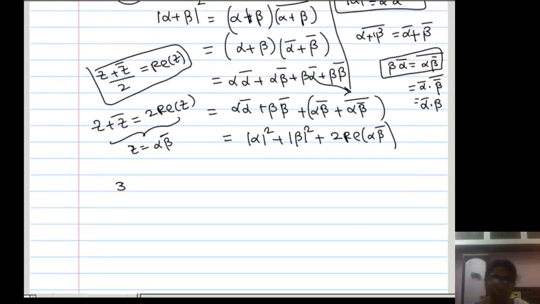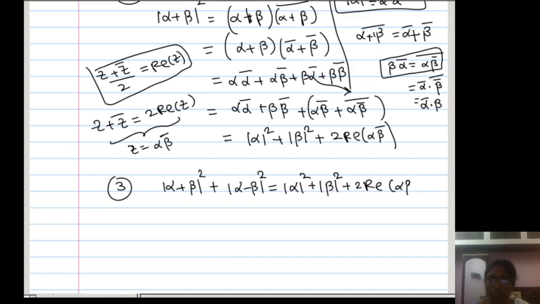What is our third one? |α+β|² + |α−β|². I want to substitute this relation of the second one. What is the second relation? |α+β|² is |α|² + |β|² + 2 Re(αβ̄). I am applying it here like this only. So I am writing the same thing here: |α|² + |β|² + 2 Re(αβ̄).